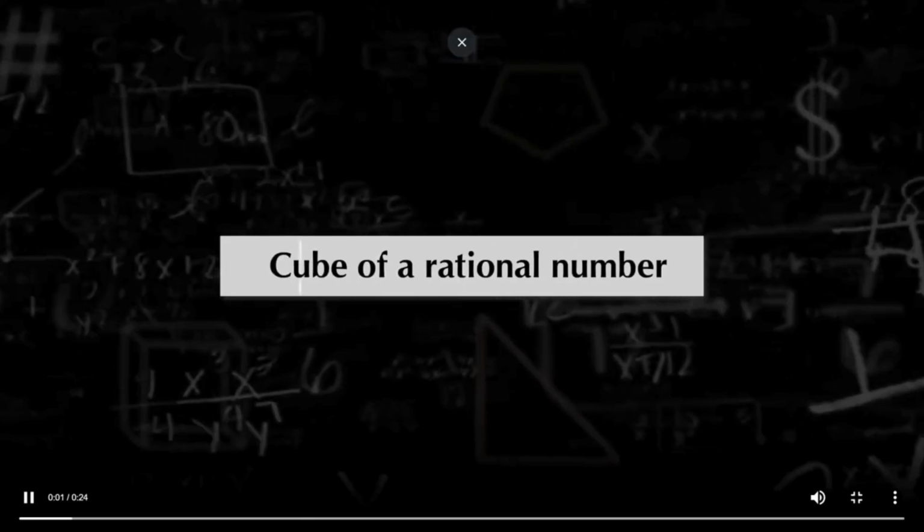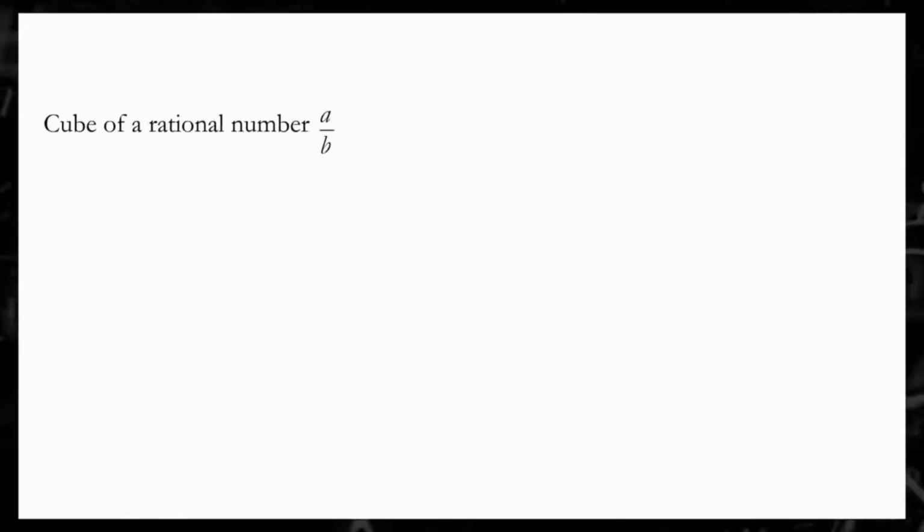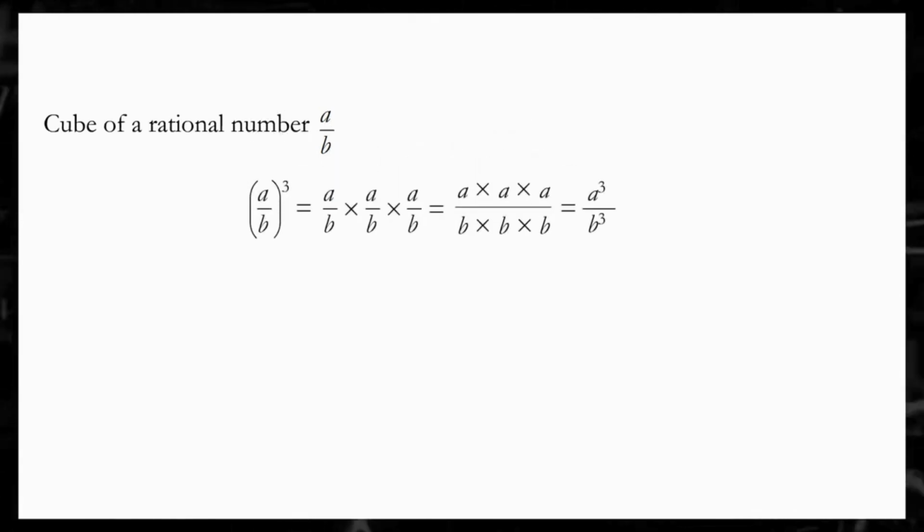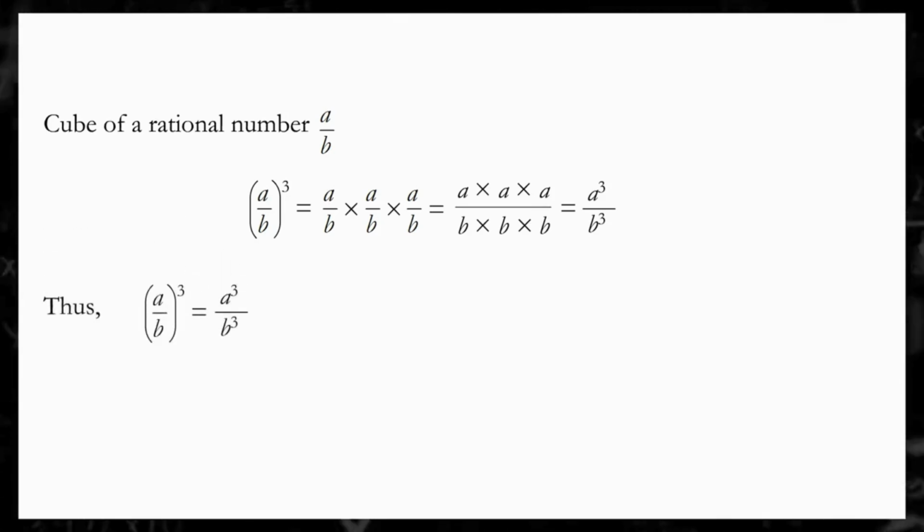Cube of a rational number. Cube of a rational number a by b. A by b whole cube is equal to a by b into a by b into a by b, which is equal to a into a into a by b into b into b, which is equal to a cube by b cube. Thus, a by b whole cube is equal to a cube by b cube.